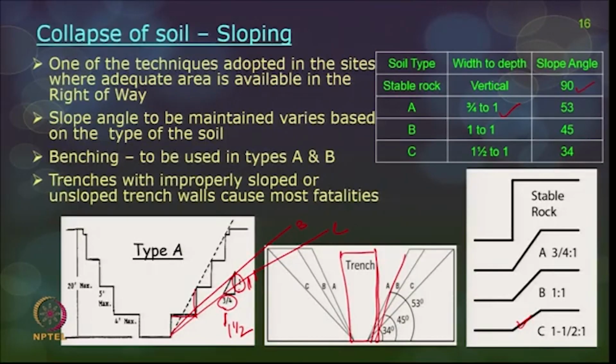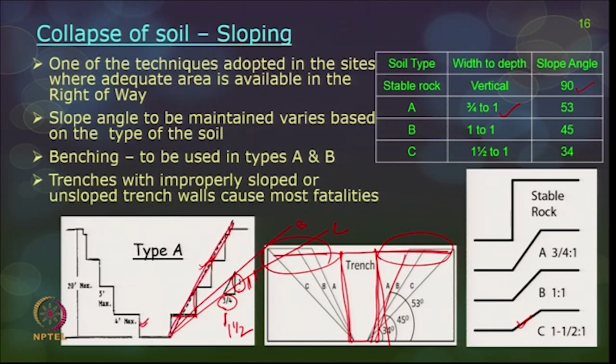One technique adopted at many sites, where adequate area is available in the right of way, is to have a natural slope like this as a natural means of excavation protection. You should have so much space. This is your cut portion, so you should have all this width available along your side, so that you can do this sloping. The slope angle has to be maintained based on the type of soil you have identified. If you wrongly choose a soil, then you will not be able to have a proper protection. This is primarily called benching, and this is the sloping.